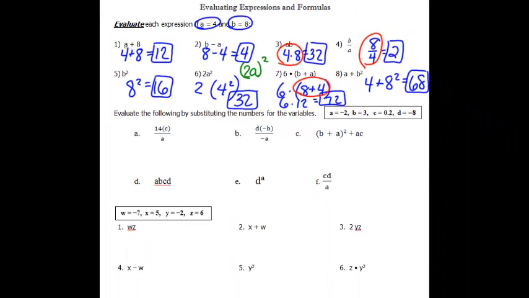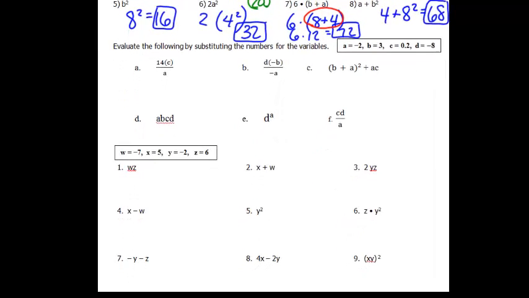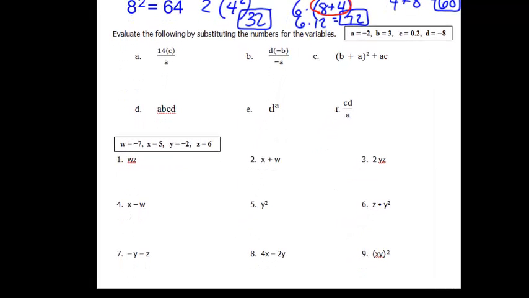Now let's throw in some negatives and decimals and mix it up a little bit. I'm going to let you work on these after I do a couple with you. I will tell you that you need to beware of the negatives. So for instance, let's look at letter B. I'm going to use parentheses where I substitute in. So I have negative 8 times negative B all over negative A.